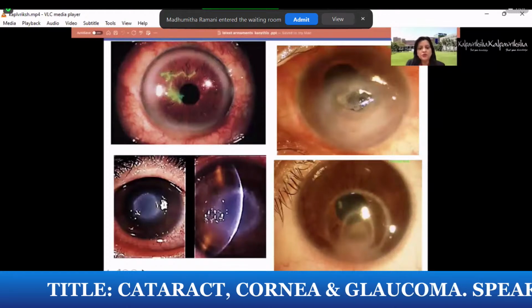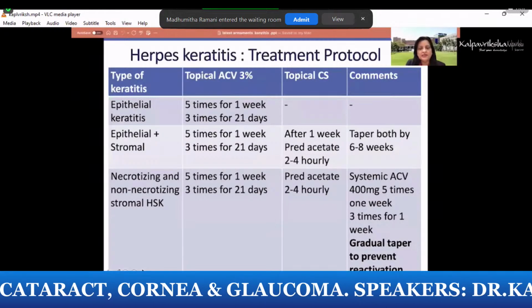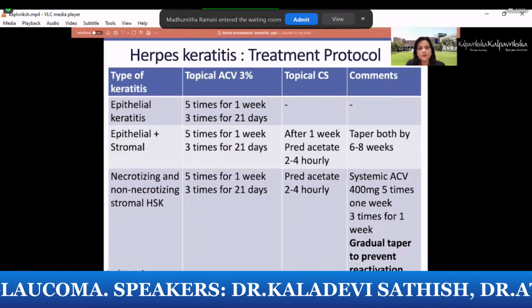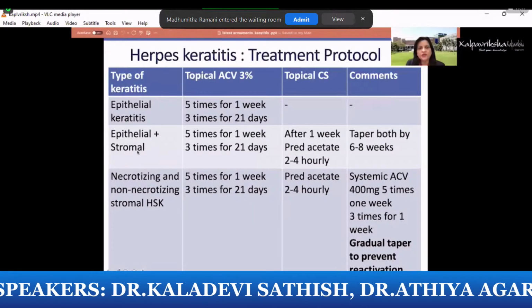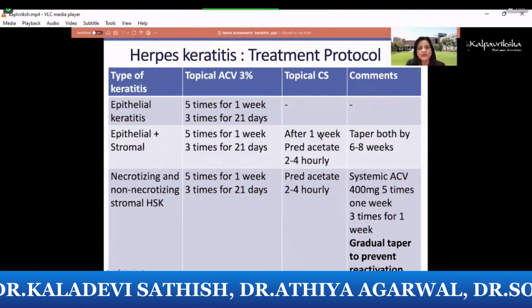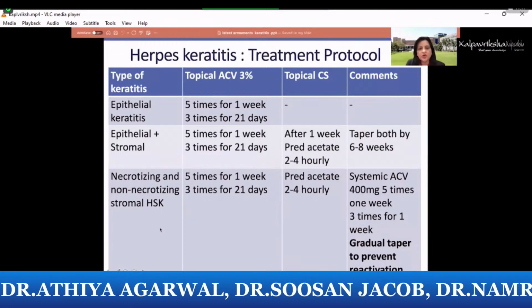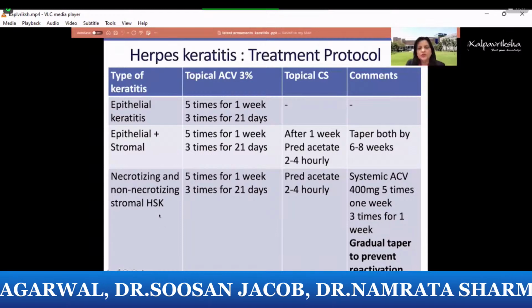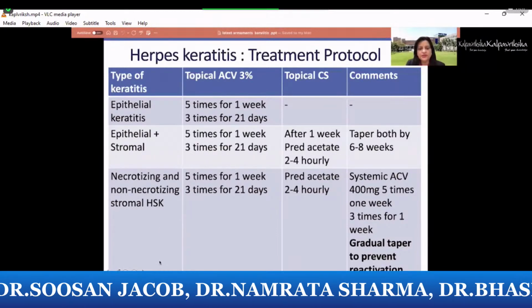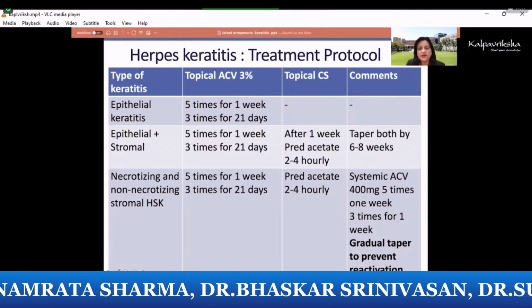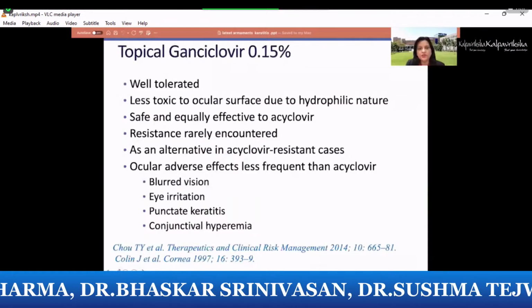And this is the classical treatment: topical acyclovir, five times a day for 1 week, and then 3 times a day for 21 days. For epithelial and stromal disease, you add prednisolone acetate after 1 week, and for necrotizing and non-necrotizing stromal herpes keratitis, systemic acyclovir 400 milligrams 5 times a day is added for about 3 weeks.